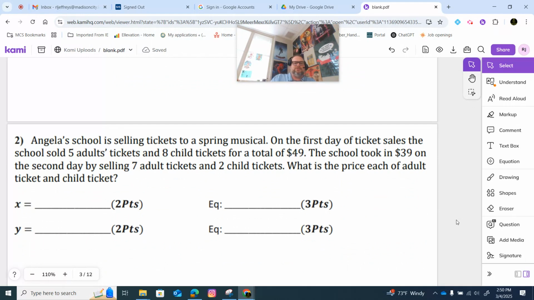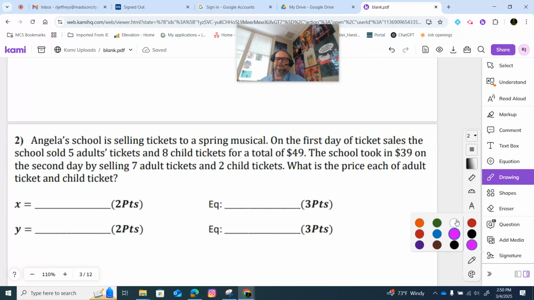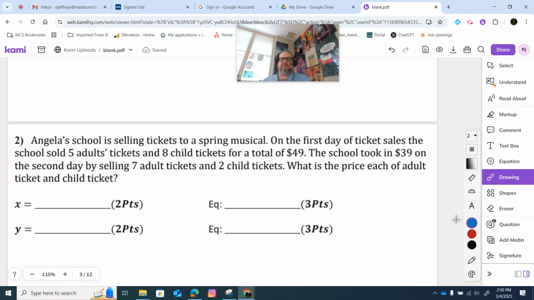All right. Angela School. Finally, we get to one of these. I've been waiting for one. Do we really care about Angela School selling tickets to the spring musical? No. Okay, this sentence is actually not needed. If we took out that sentence, it doesn't change the problem at all. We could actually start right here. On the first day of sales, we sold this. Second, it really doesn't change anything. It could be Angela, could be Angelo.